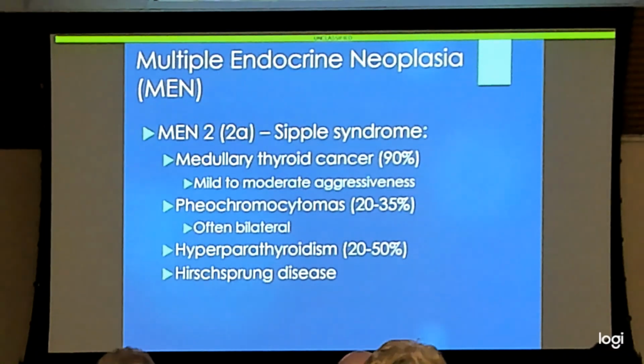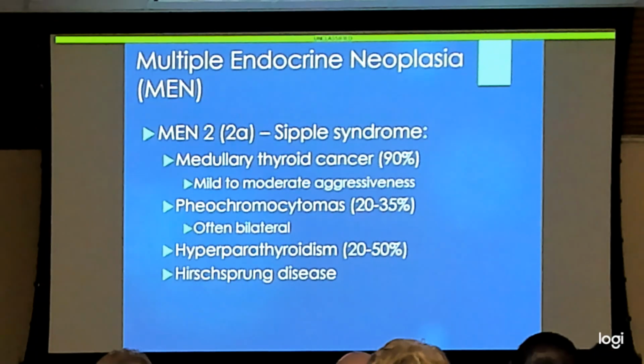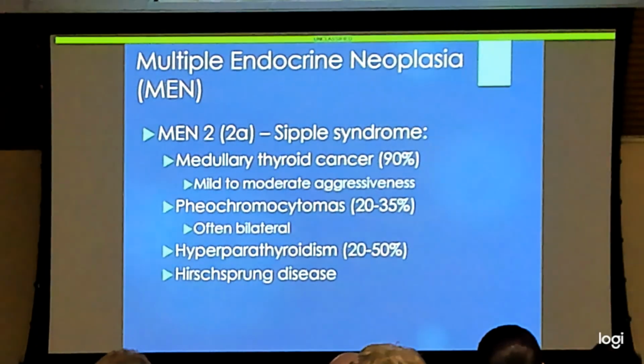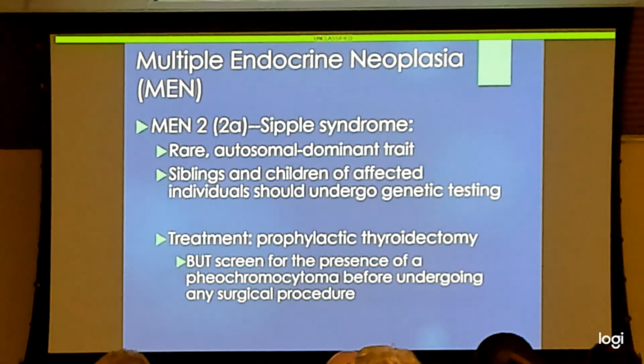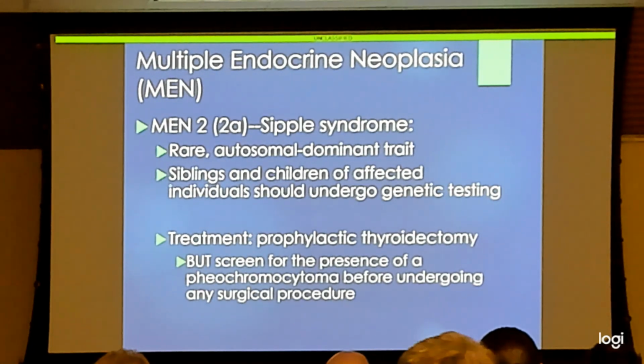So these guys, medullary thyroid cancer, 90% of people have that. The interesting thing with this one is bilateral pheochromocytomas. They're often bilateral. Hyperparathyroidism, again, same as the last one, right? MEN 1 and 2 both have hyperparathyroidism. And then Hirschsprung disease. Did you guys learn that in GI? Yes. Good job. Exactly, so Hirschsprung disease.